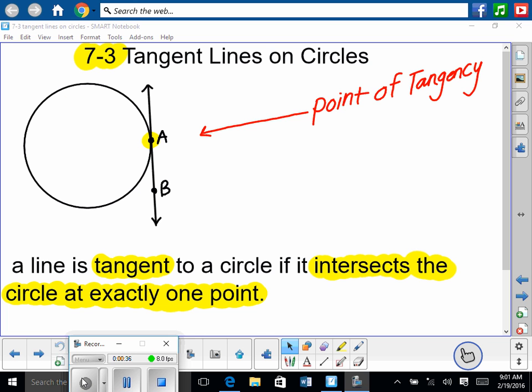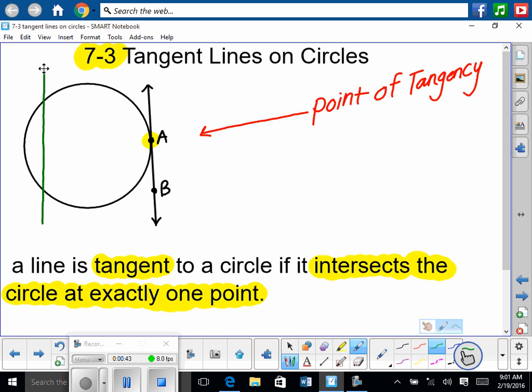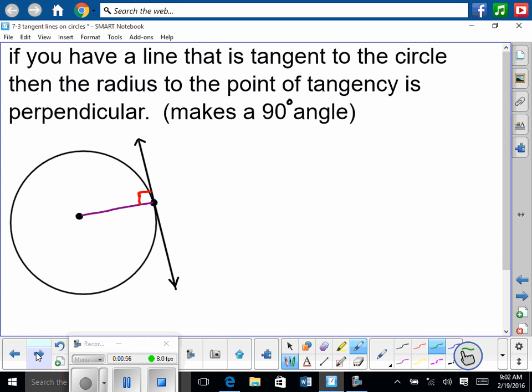So it's not a tangent line if it crosses the circle more than once. So for example, this is not a tangent line. It crosses in 2 places. Therefore, it is not a tangent line. Does everybody understand? So we can sit and draw tangent lines all day as long as they only intersect the circle in one spot.